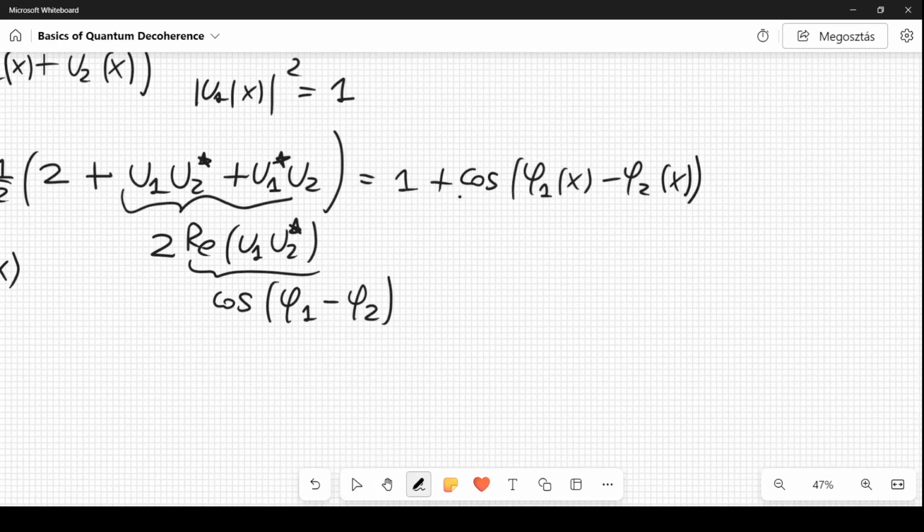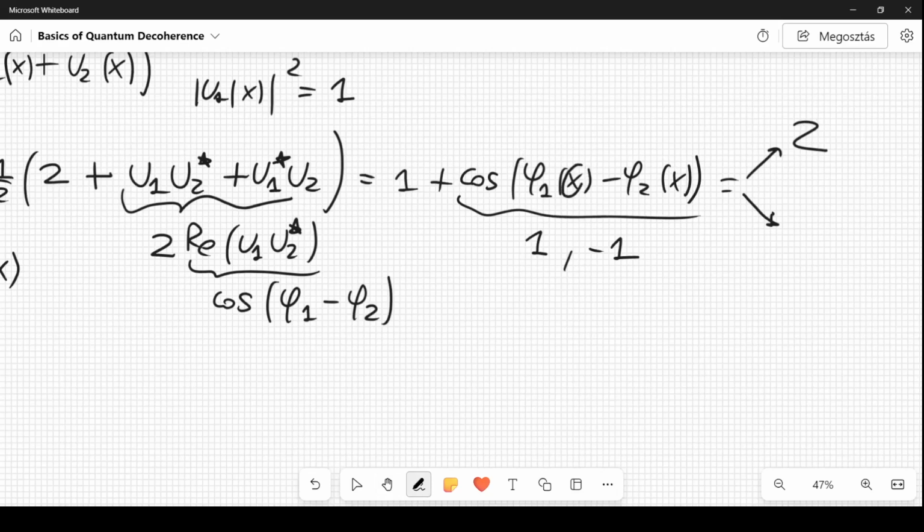And you can see that the cosine can be either 1, its maximum value, or its minimum value, which is -1. So it can be 1 or -1 or a value in between. Therefore, this function can be 2, I mean, its maximum value can be 2, because maybe phi1 minus phi2 is equal to 0. Therefore, the cosine will give us 1.